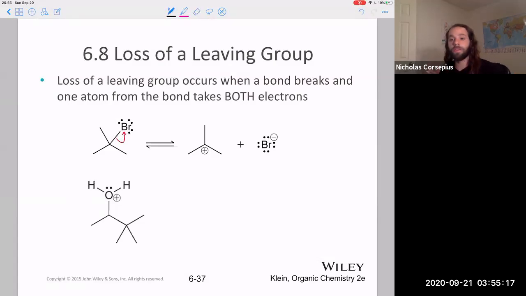The halogens are classic leaving groups, okay? That's because good leaving groups are bad bases. Likewise, strong bases are bad leaving groups. So bromide ion is a terrible base, and so that's what makes it a good leaving group.